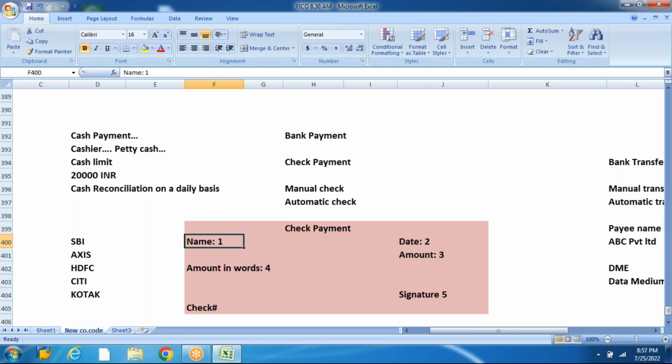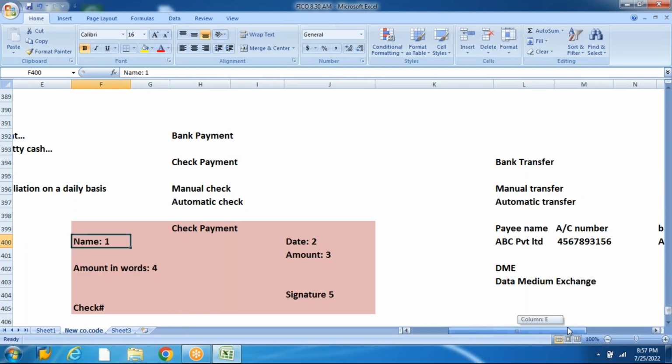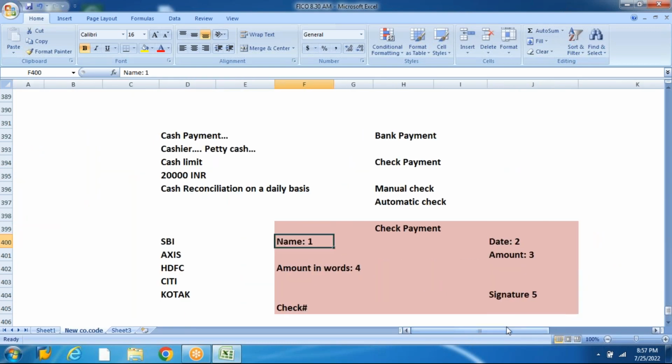Now, any questions so far? Any doubts? Any questions or doubts on this cash payment, bank transfer, whatever we have roughly discussed? Clear, everyone? Yes, sir. All right.